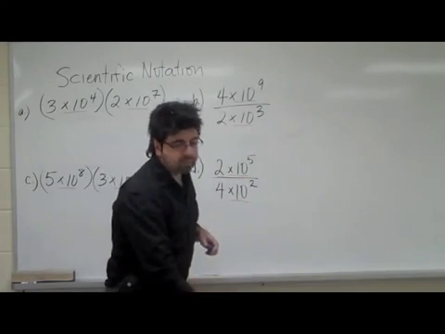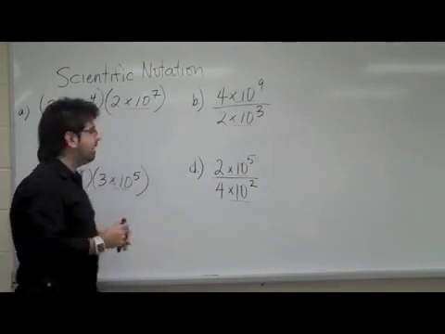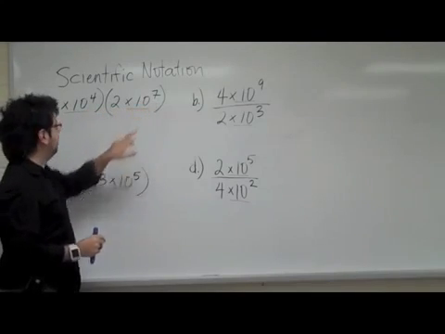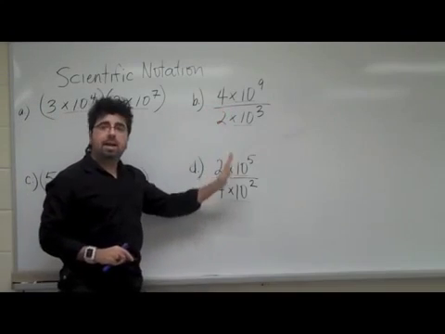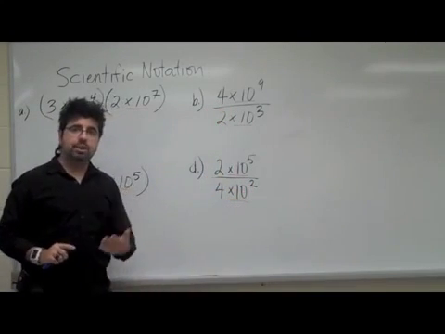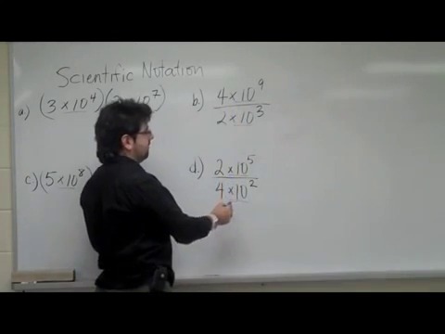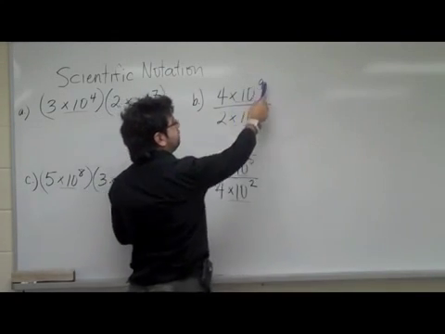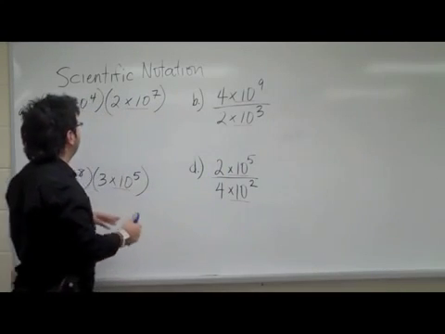So the rule states, when you're multiplying powers that have the same base, add the exponents. That's what we're actually going to be doing with these two multiplication questions. When dividing scientific notation, the rule states, when you're dividing powers that have the same base, that times 10 to the power of 2, or whatever, we subtract the exponents. So, let's do that first.